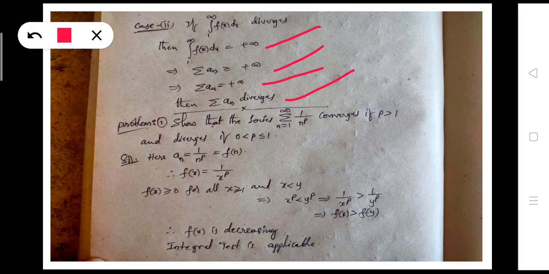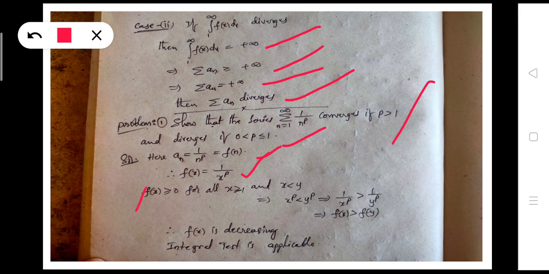Problem. Show that the series sigma n equals 1 to infinity of 1 by n power p converges if p is greater than 1 and diverges if p lies between 0 and 1. Here, let a_n equal 1 by n power p, that is equal to f of n, and in terms of x this is written as f of x equals 1 by x power p.